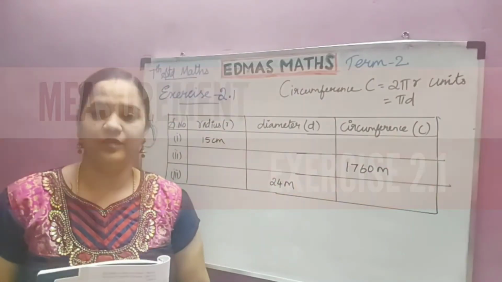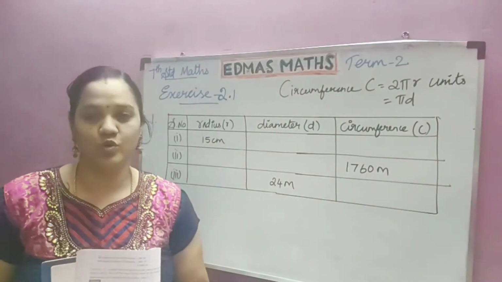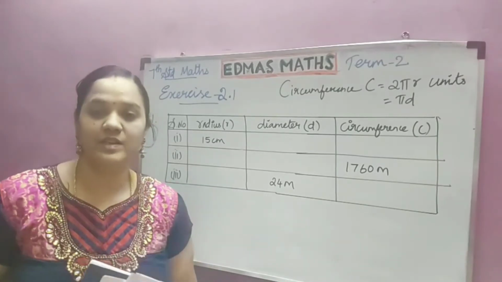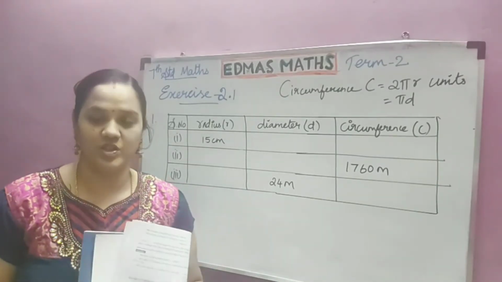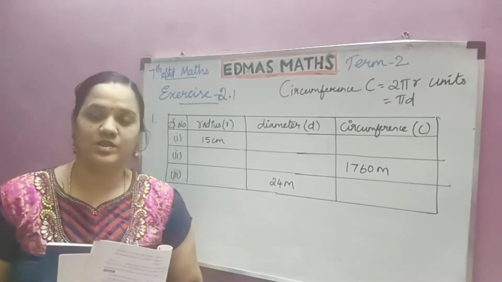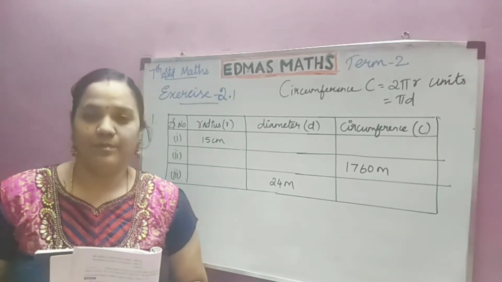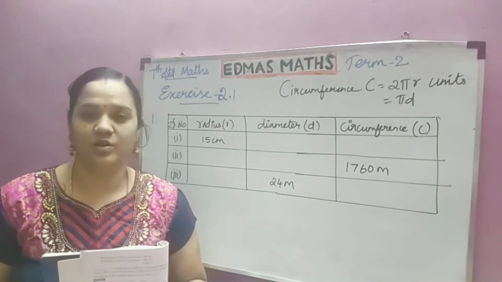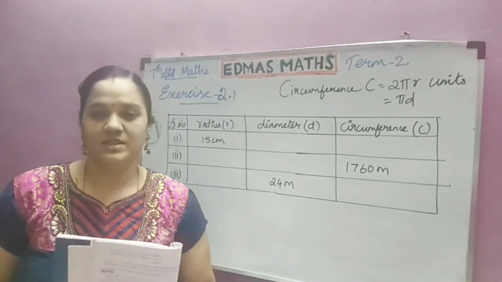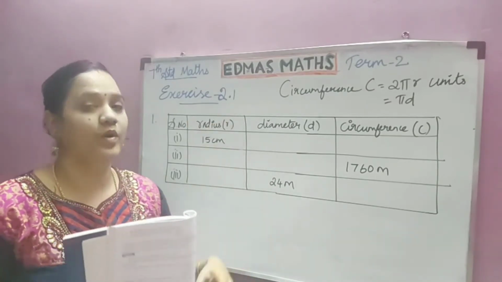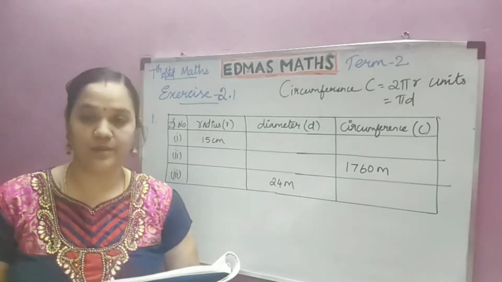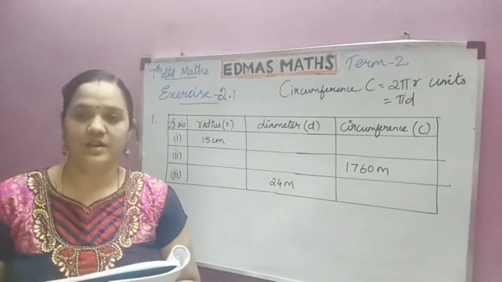In this video, we are going to learn exercise 2.1. In my previous video, I explained the introduction for chapter 2, measurement, and then I explained some of the example problems related to the circumference of the circle. So now we are going to do exercise 2.1, fully based on the circumference of the circle.